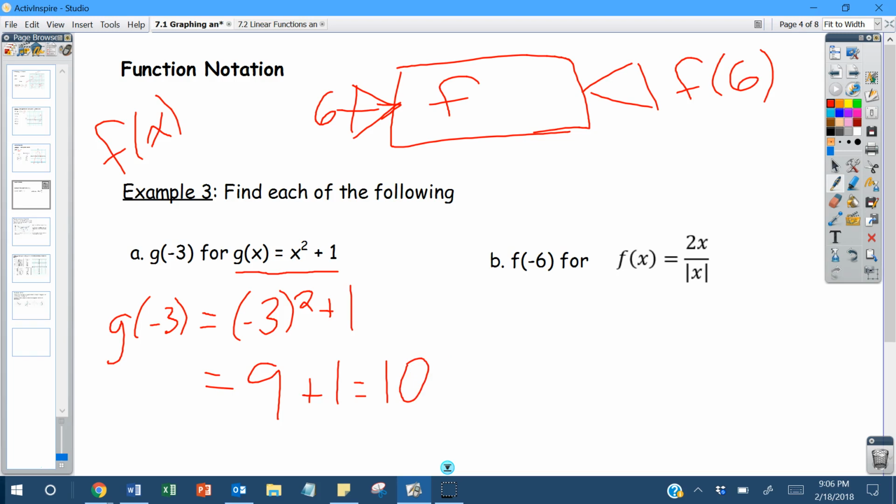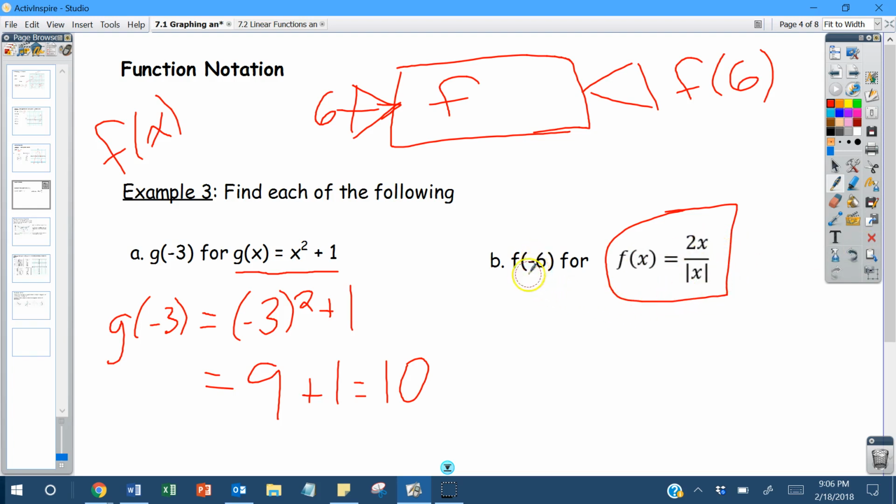And I could have picked any sort of input, but this said -3. So if I asked for g of -2, you do the exact same thing. You plug in -2 for x and spit it out. So here's a different function. This one looks very different. f of x is equal to 2x divided by the absolute value of x. It's still a function. You plug in some value x, and then you just kind of see what comes out.